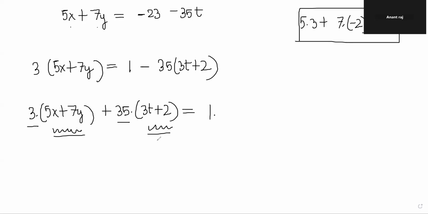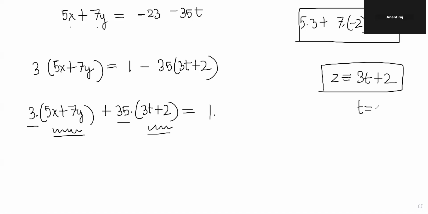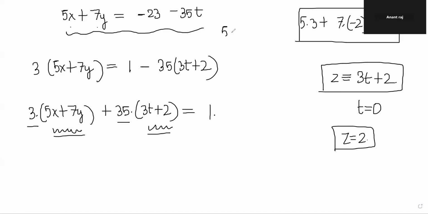Okay, so for the general way, we already know z is 3t plus 2. So is it possible for all values of t to get x and y? I think it should be possible. If you put t equal to 0, z is equal to 2. Then this equation gives 5x plus 7y is equal to minus 23.